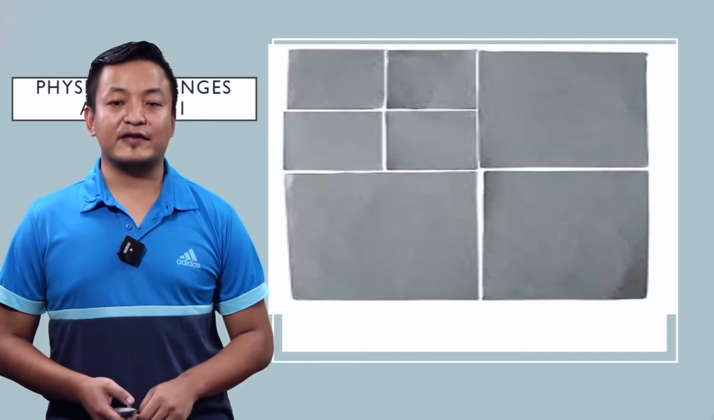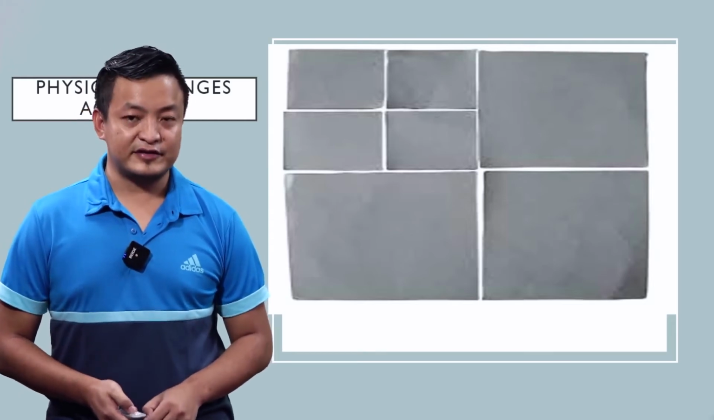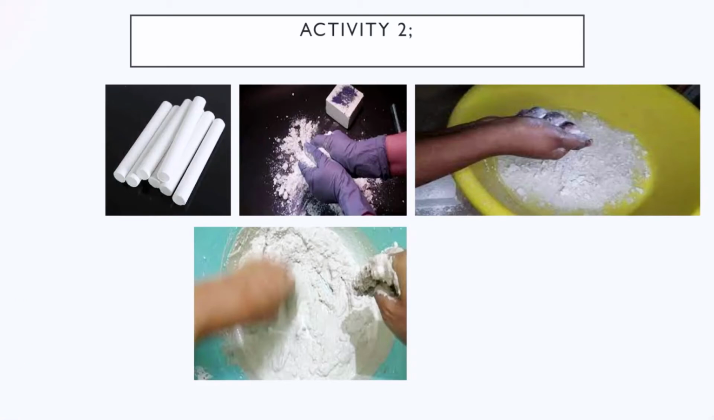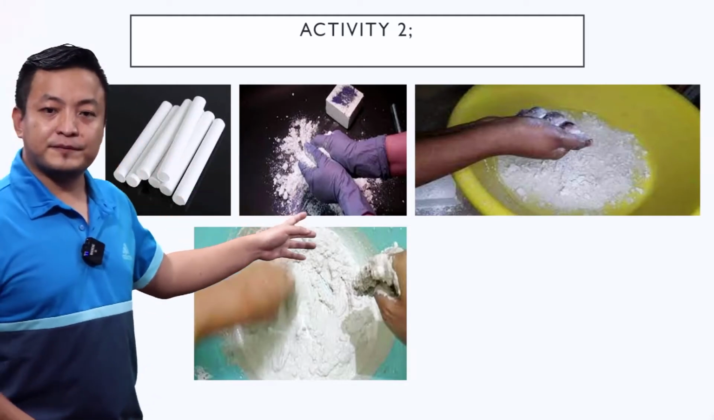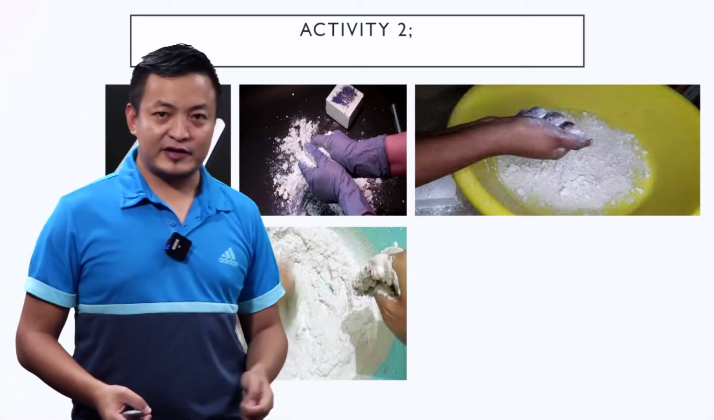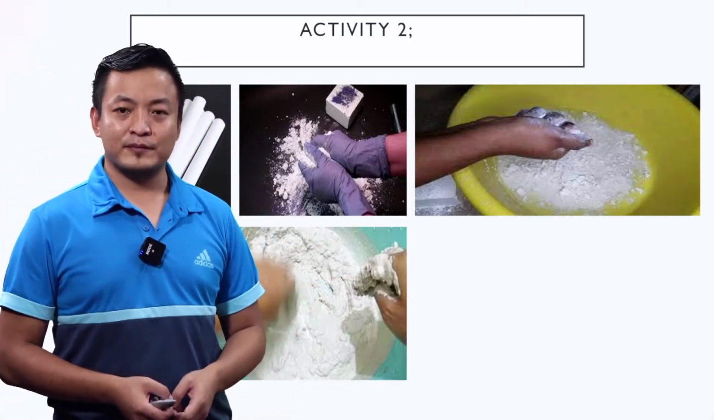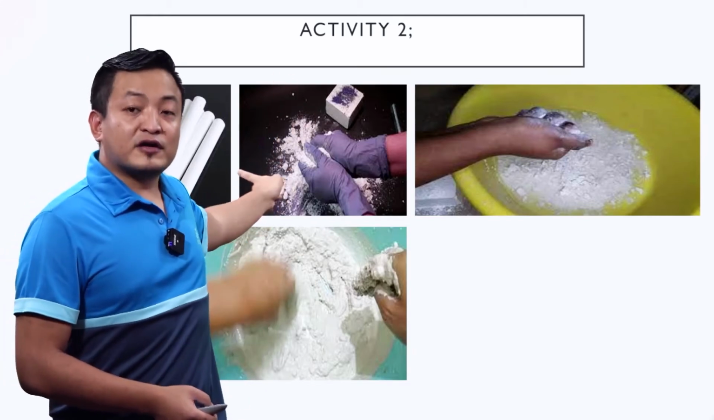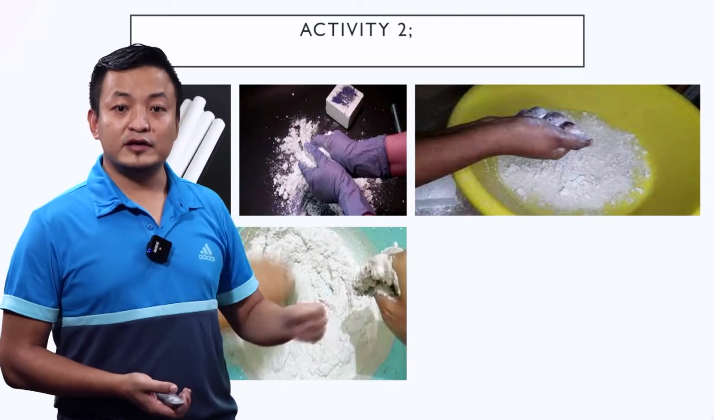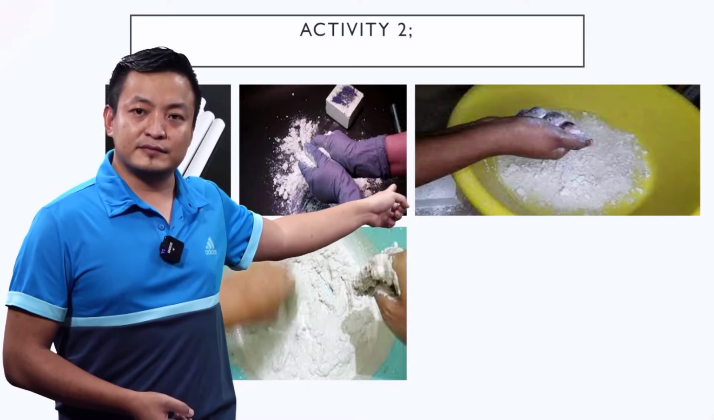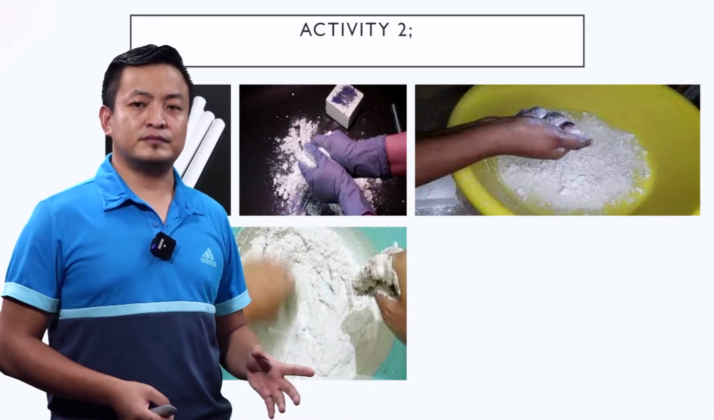Now let's see another activity, our second activity. So students, this is the second activity for today. You can have a look at all this picture here. Now what is this? This is chalk. You see this chalk every day in school, right? In the classroom. Now, students, what we will do is crush this chalk like this into a powdery form.